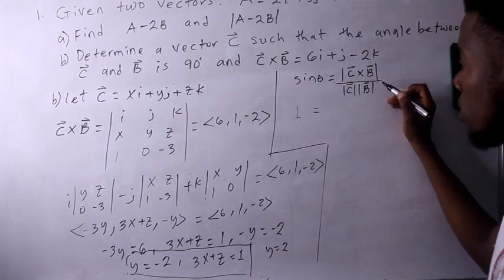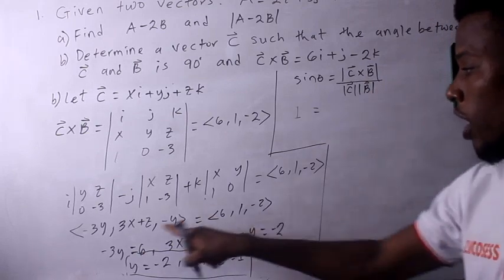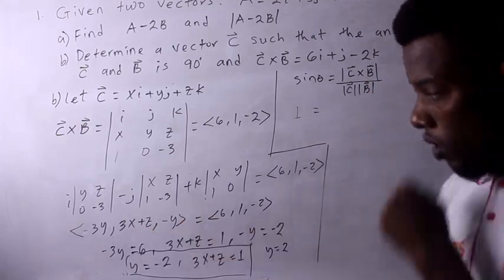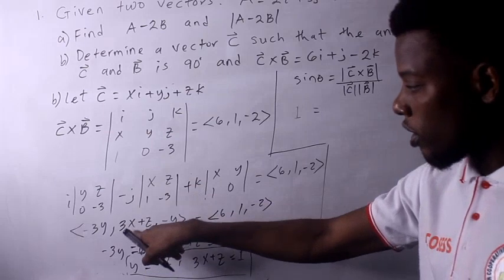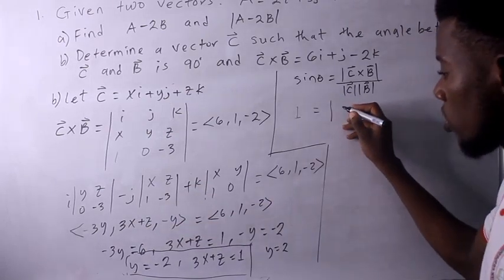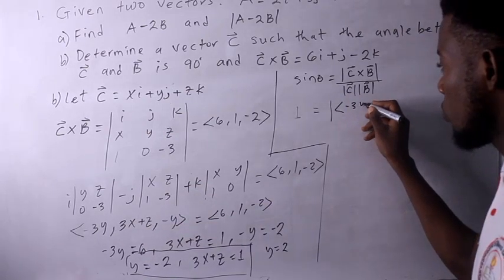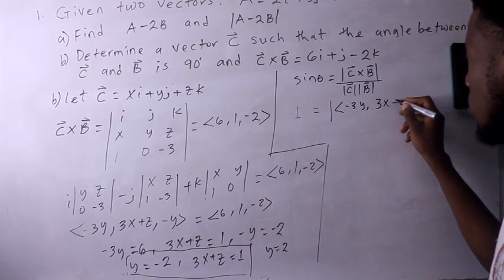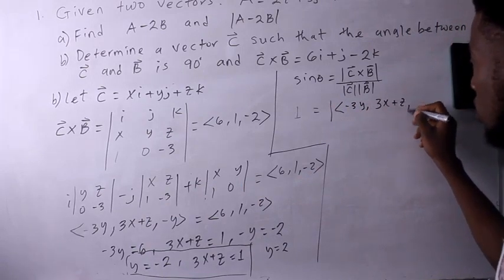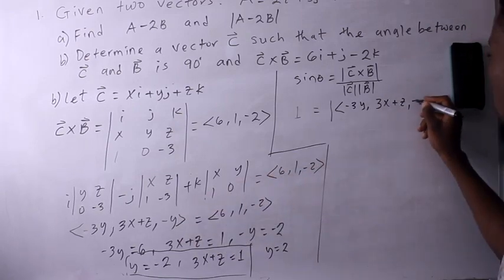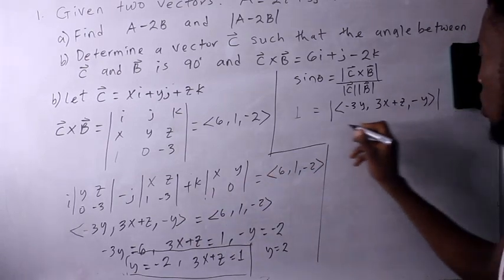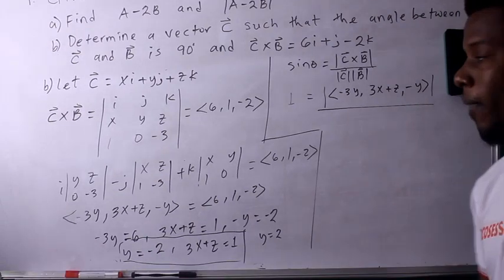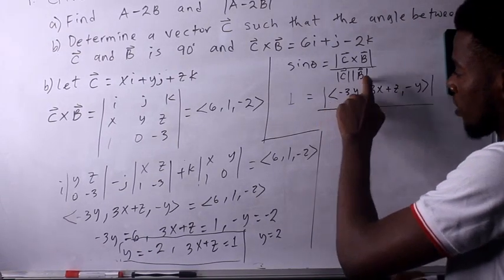What is C cross B? Here, we'll find the magnitude of that. This is C cross B. We'll find the cross product, we'll have this. So we have the magnitude of minus 3y, 3x plus z, minus y, all divided by the magnitude of C times the magnitude of B.